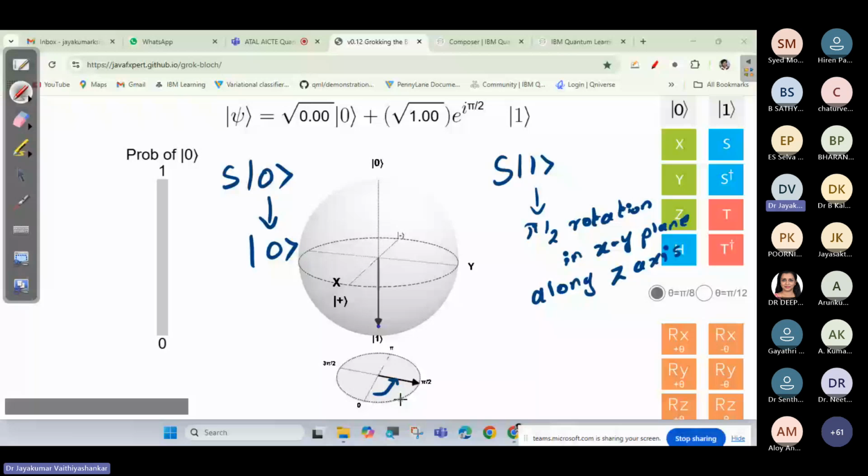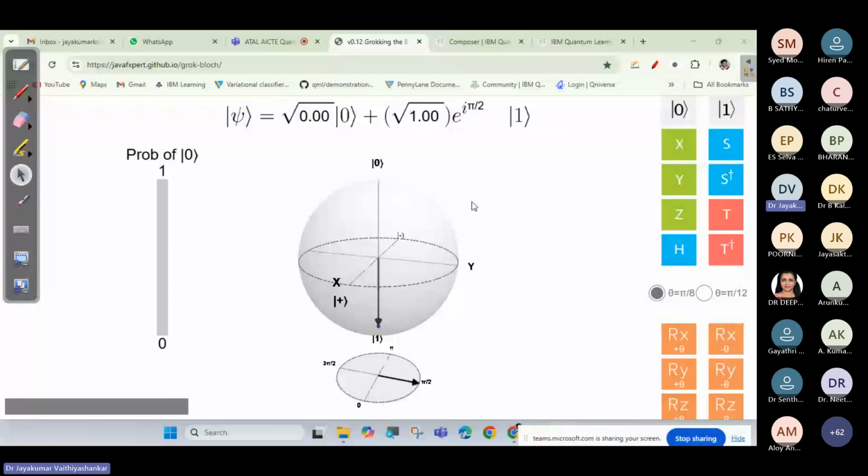Okay. Compare Z gate with S gate. What will Z gate do? It will do pi rotations. What will S gate do? It will do pi by 2 rotations. So that is why the sign is never changed, because it is in between. This is the positive side, the opposite is the negative side. It will come exactly to the Y axis.